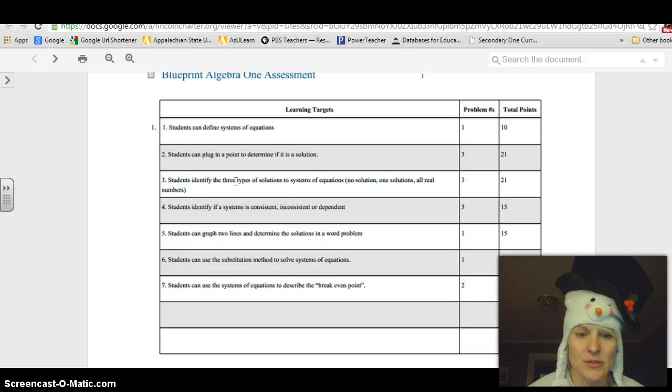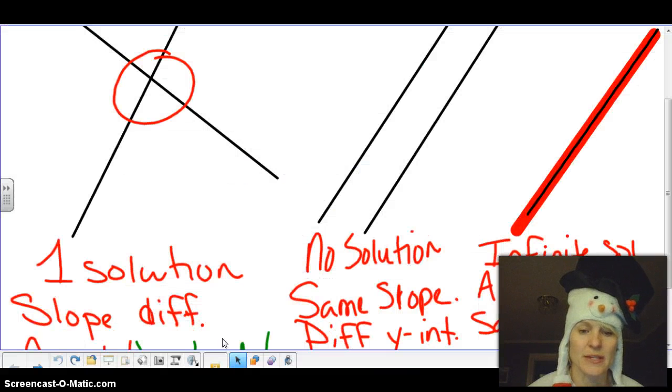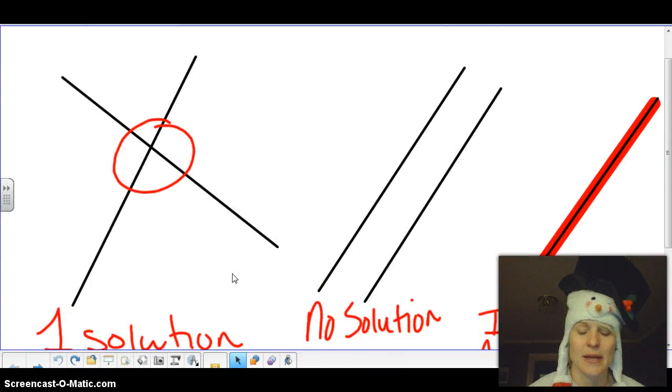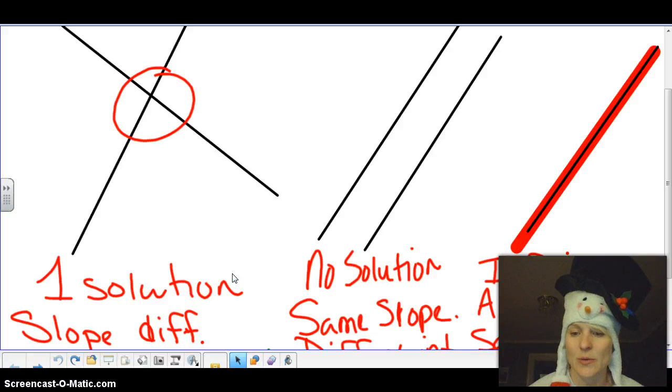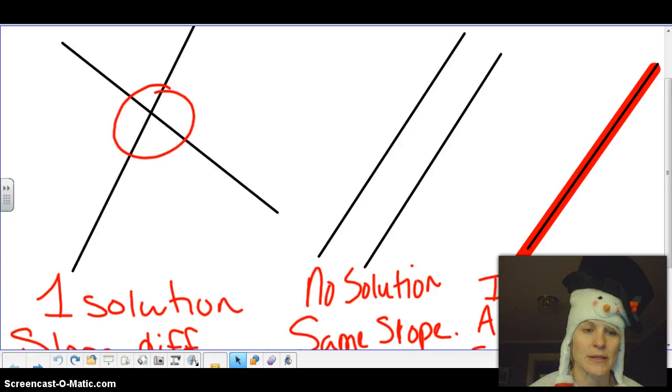The second part says students can identify the 3 types of systems of equations: no solution, one solution, all real numbers, and students can identify the systems as consistent, inconsistent, or dependent. Now we took notes on this in class yesterday, and it looks like this. If you don't have these notes, you can pause it and write it down.